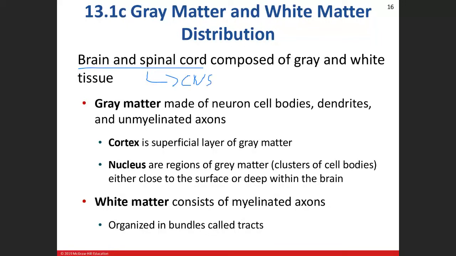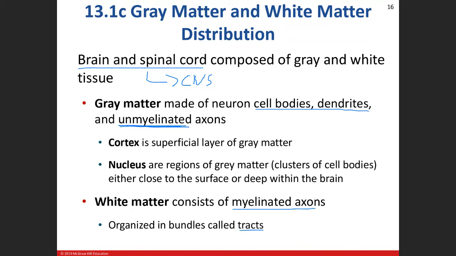And there's two types of tissue, white and gray. So white is myelinated axons, and we call those tracts when we bundle them together. Gray matter is a little different here. This is going to be the unmyelinated areas and unmyelinated axons, but also areas on the neuron where there's no myelin. So we know that to be the cell bodies and dendrites.